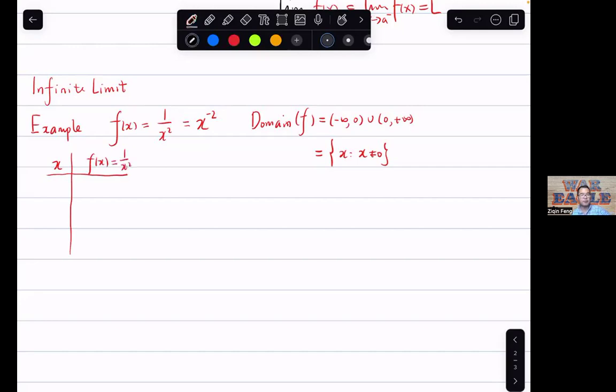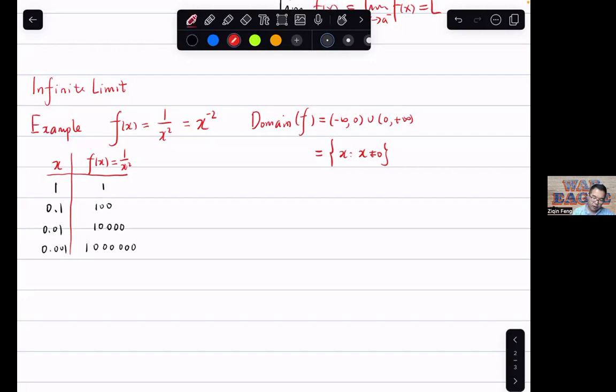And because it's for sure symmetric, because square will make positive or negative to be positive, right? Let's start from 1 here. So this will be 1. 0.1 here, because we make it closer and closer to 0. This will give you a 100. If you get 0.01, this will give you 10,000. Now you can keep making the x value closer and closer to 0. If you want to do, you can do one more, which is 0.001. You get 1 followed by 6 zeros, right? A million.